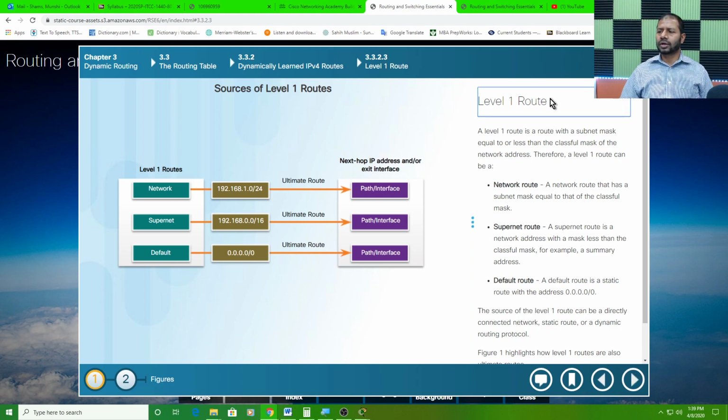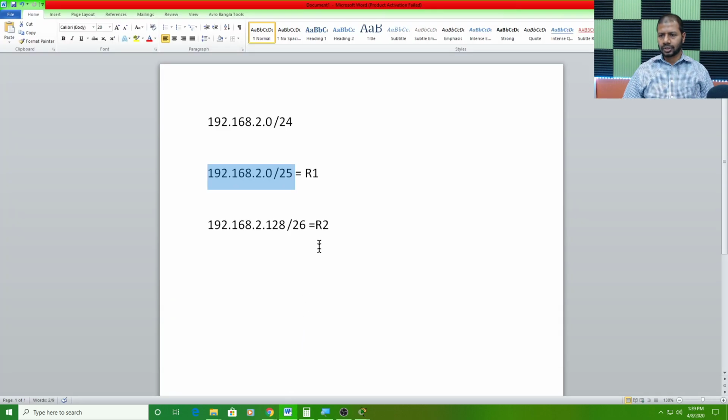What is a level 1 route? A level 1 route has a subnet mask that is either equal to or less than its classful subnet mask. Either equal to or less than its class. Let me show you an example, otherwise it's going to be very confusing. Let me write it down for you. I'm in Microsoft Word. Say I have another route here, 192. I have many subnets.